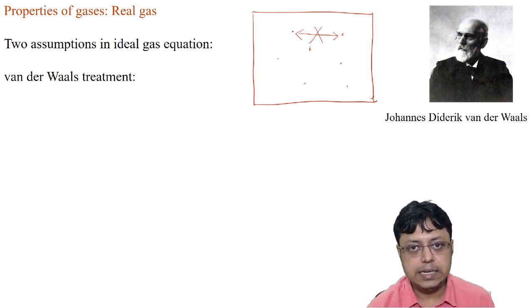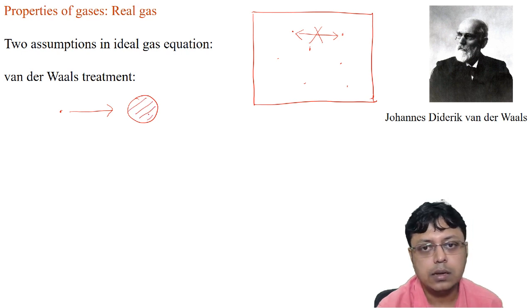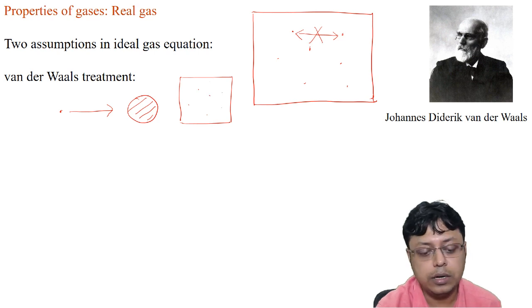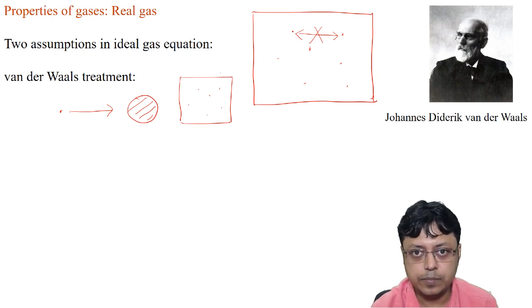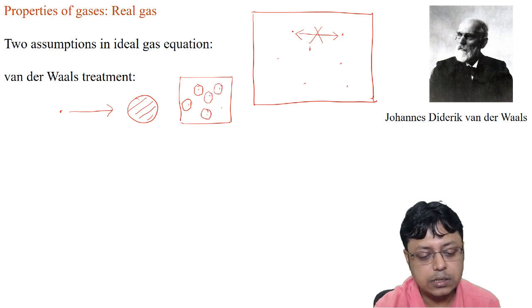The first thing van der Waals did is to consider the finite size of molecules, from point-like objects to something like a hard sphere. Now imagine a situation. We have a container. If the molecules were all point-like objects, the volume of the gas will be equal to the volume of the container itself. However, if each molecule is supposed to have a finite size, then the situation will be very different.